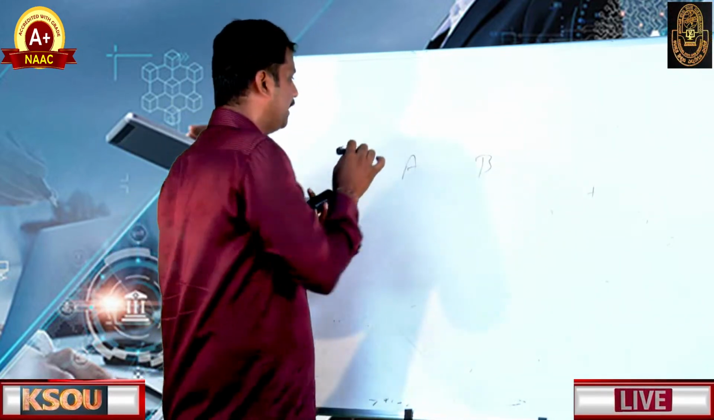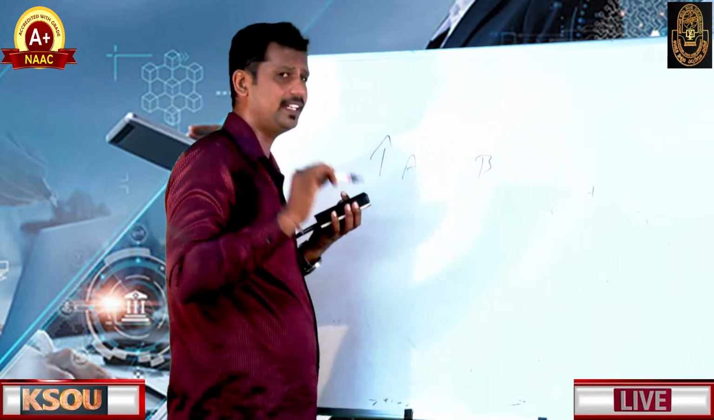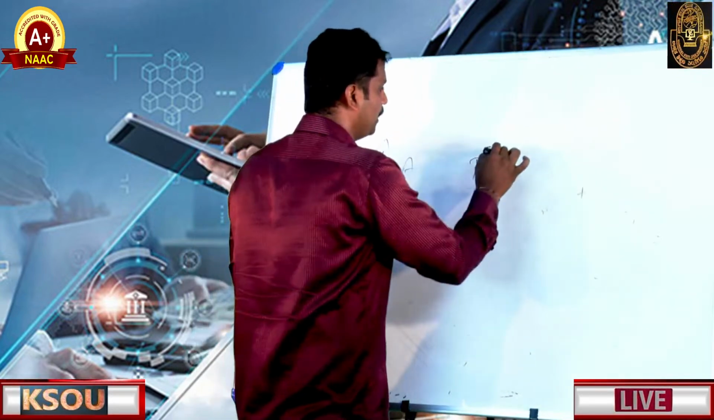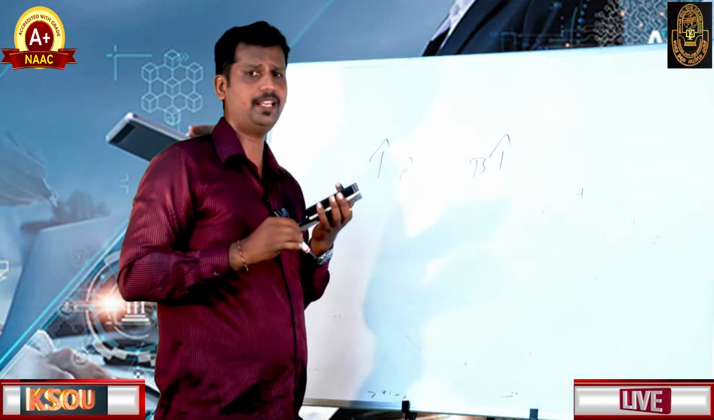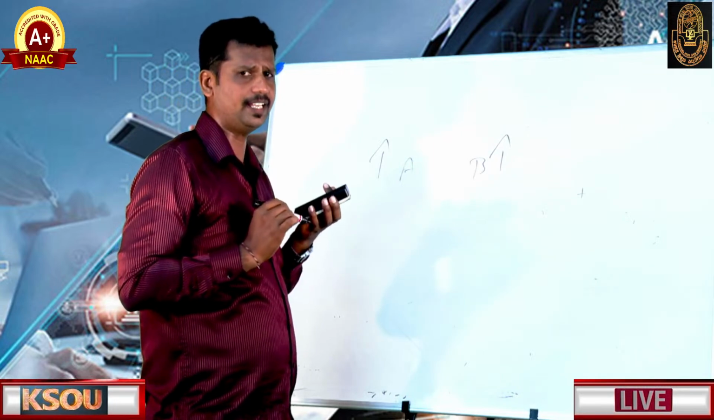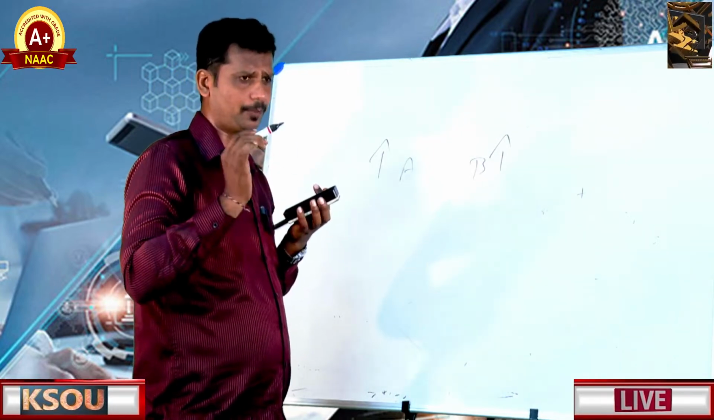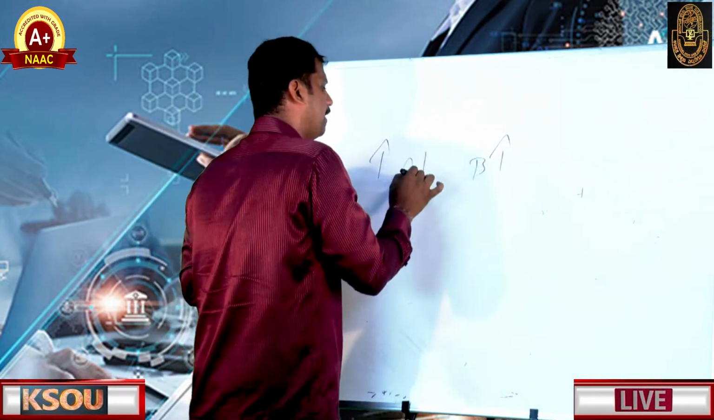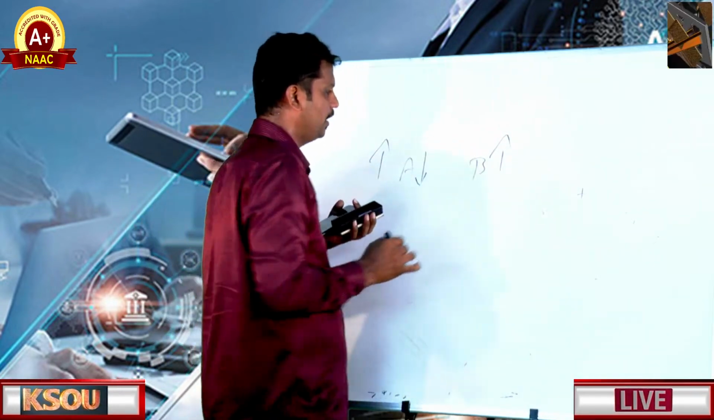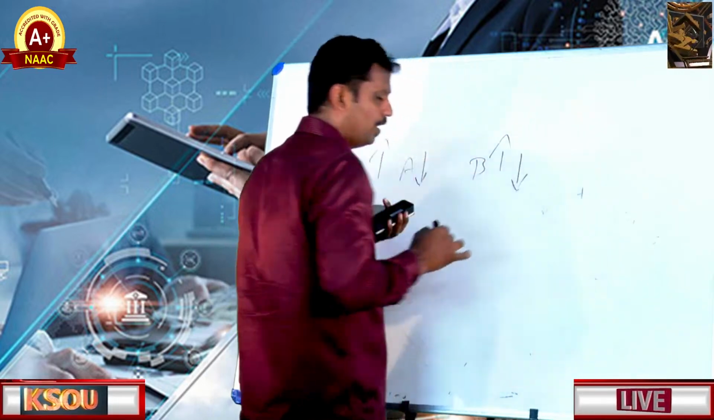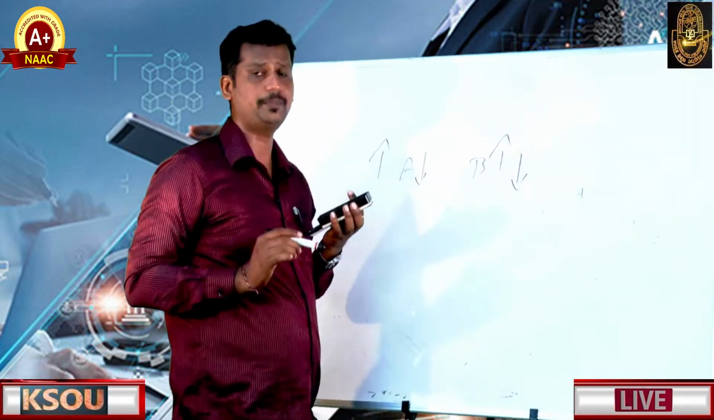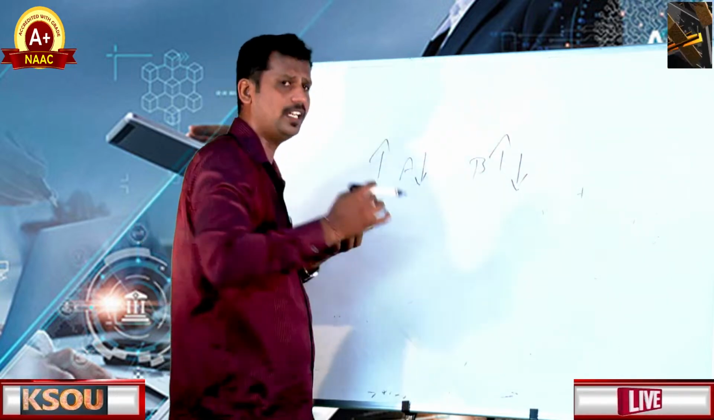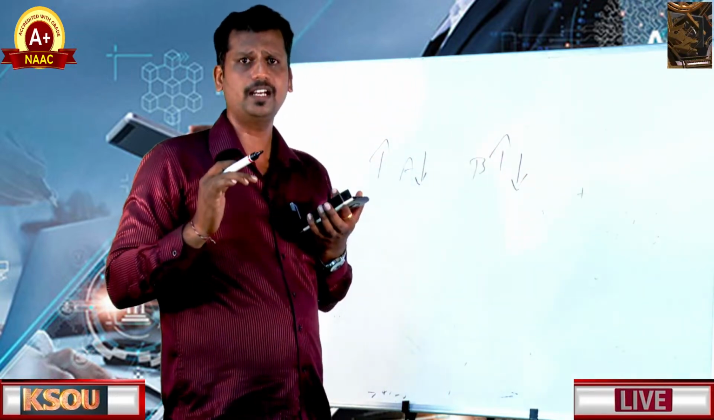That means increasing one ratio, then the impact is that B also increases. B ratio also increasing. That is called direct proportion. Both ratios are increased. In case ratio A decreases, then B also decreases. That is called direct proportion. Both are increased or both are decreased.